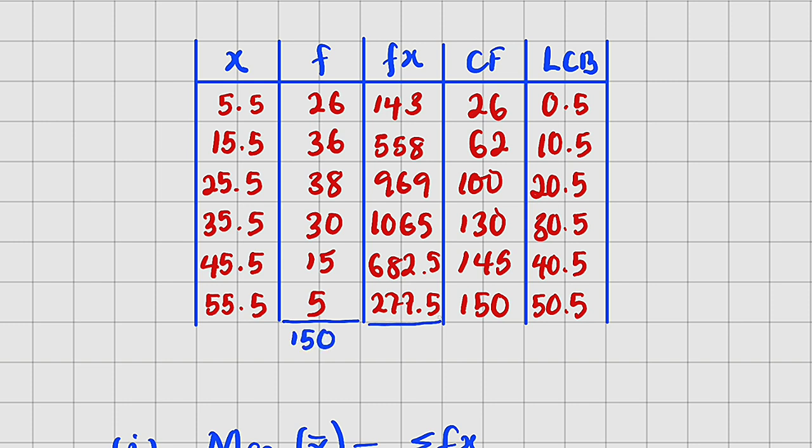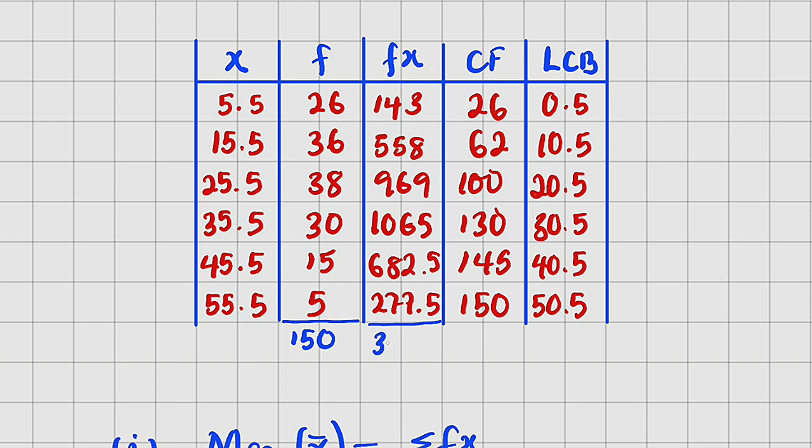Then we need the total of fx as well. So let us add them all together. We have 143 plus 558 plus 969 plus 1065 plus 682.5, and lastly we have 277.5.